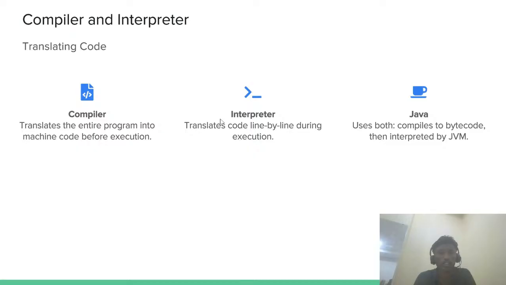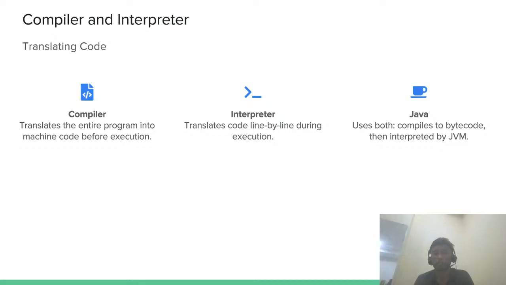There is a difference between a compiler and an interpreter. They mostly ask this in exams or interviews. The compiler translates the entire program into machine code before execution, in a single process. Whereas the interpreter translates the code line by line during execution, so it takes a lot of process. This is one of the main differences.